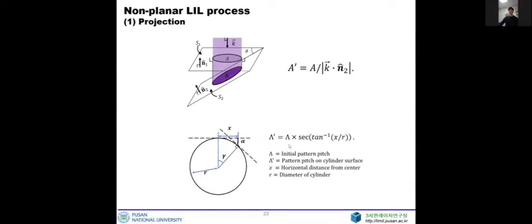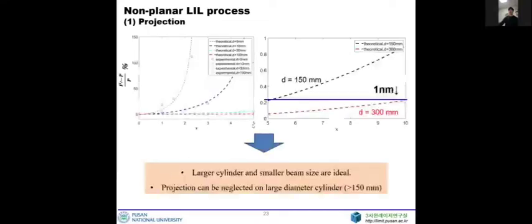The region of the distortion was considered to be due to projection of light, and I calculated it using this equation. This equation is derived from the calculation for projection of light. Then this calculation result was compared to the experimental result, and they show almost the same trend. And from this graph, it was negligible on sufficiently large diameter cylinders according to this calculation.